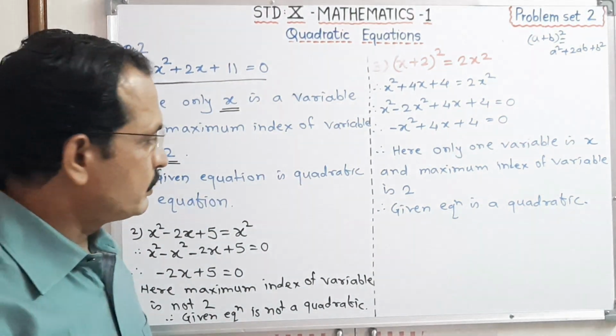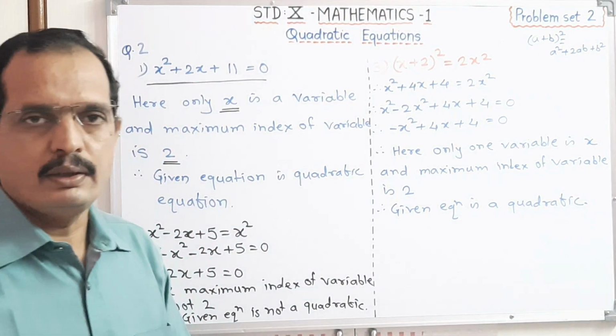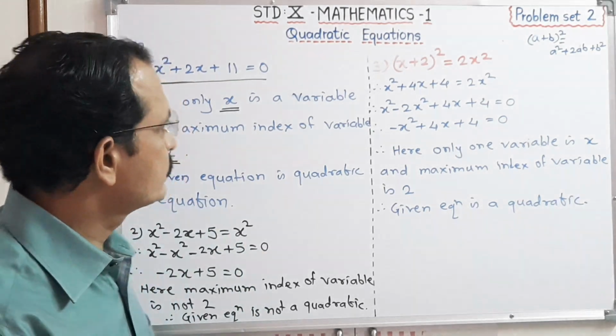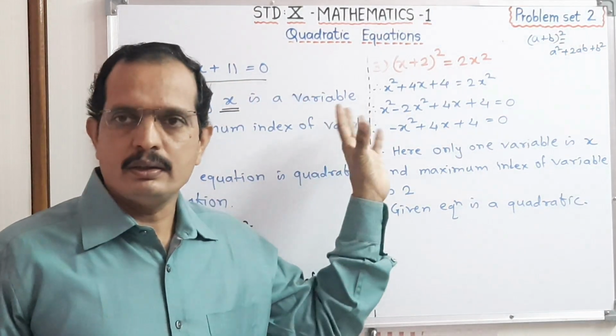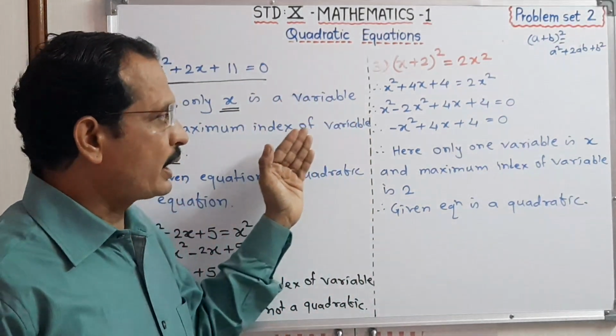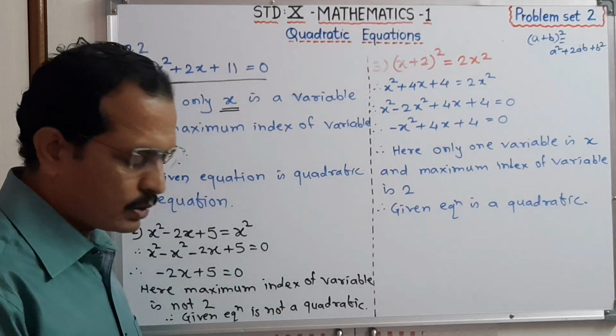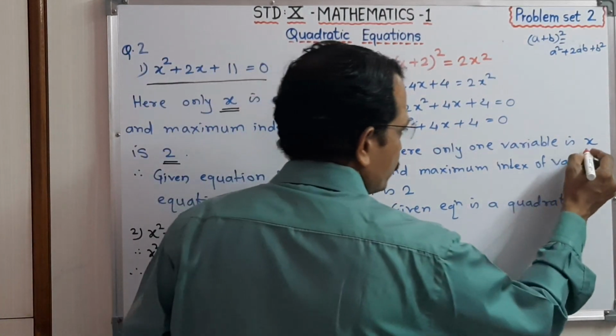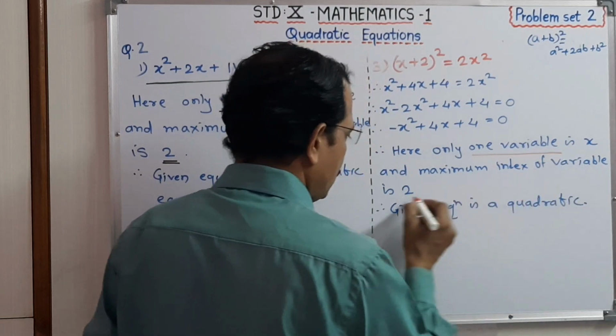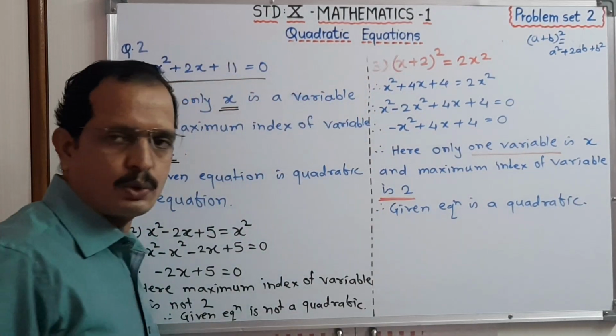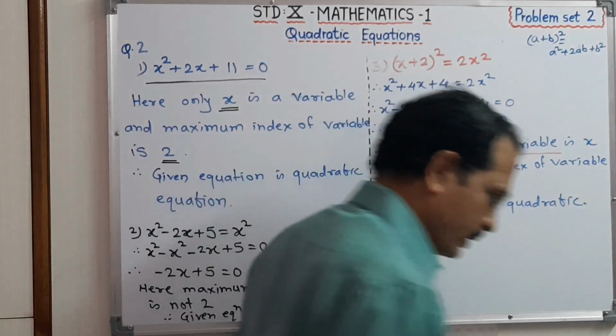All these three sums are completed. I think everyone understood this. First we have to try to write it in a standard form. If we write it in a standard form, then it is a quadratic equation. We have to see one variable and the maximum index is 2, then it is a quadratic equation.